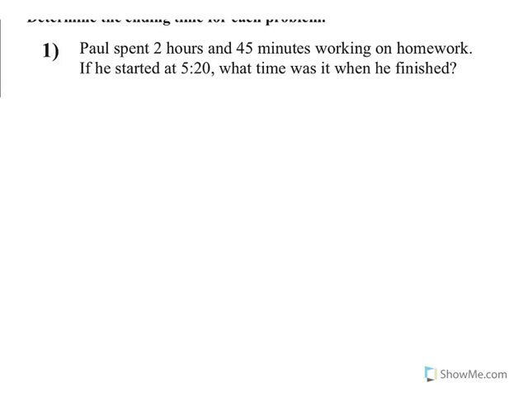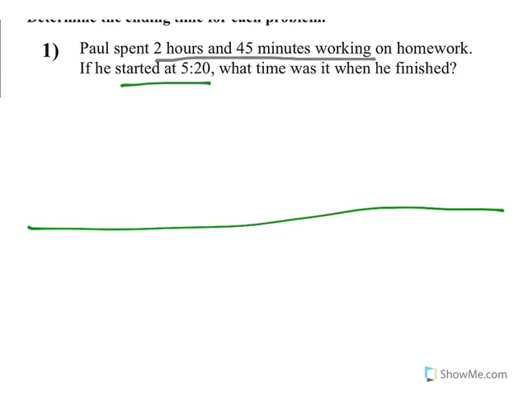Alright, so here we have one that says Paul spent 2 hours and 45 minutes working on homework. If he started at 5:20, what time was it when he finished? So again, we have to think about what do we know. So what are the most important things in here? That's correct, that he spent 2 hours and 45 minutes working, and that he started at 5:20. Those are the two most important things. So I'm going to start my number line, and what's going to be my first time on my number line? That's correct, 5:20. So from 5:20, I need to add 2 hours and 45 minutes. How would you suggest I do this?